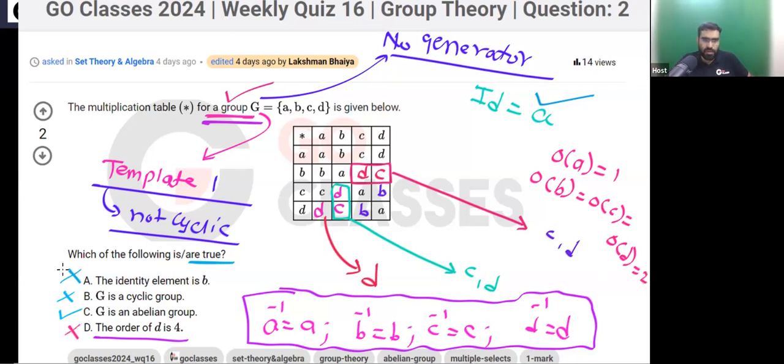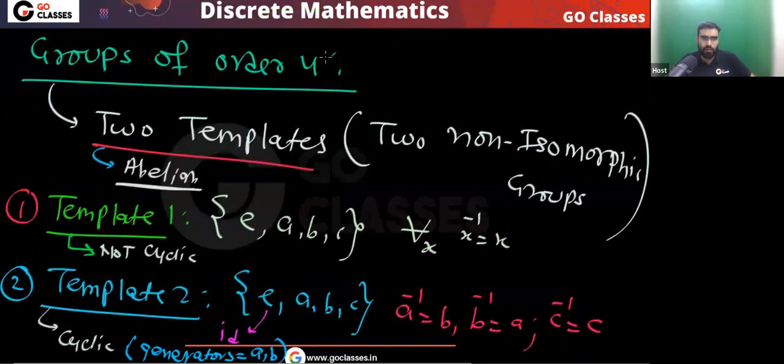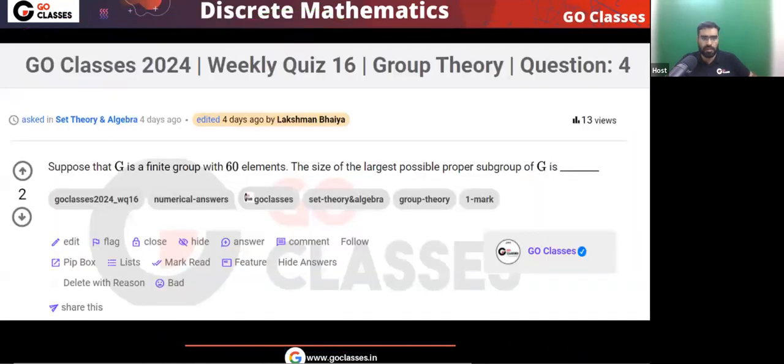The answer will be option C. Very simple. Remember, groups of order 4 you should have on your fingertips. Now let's move on and see this question.